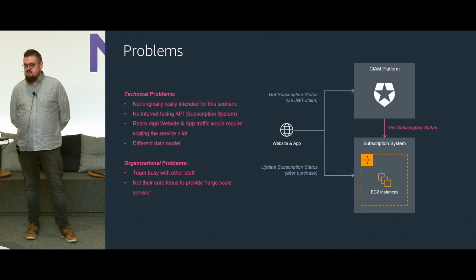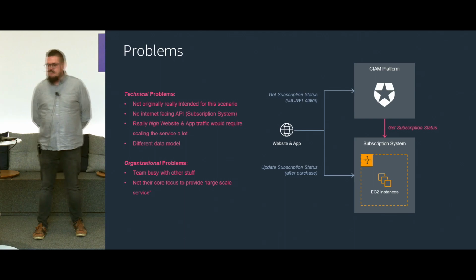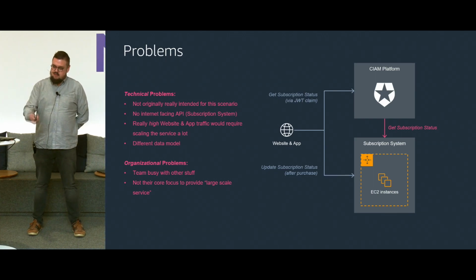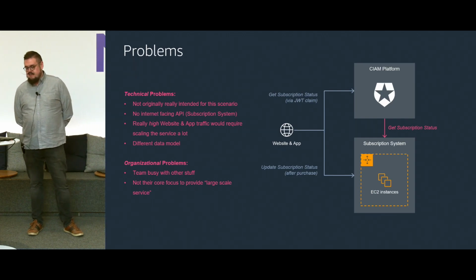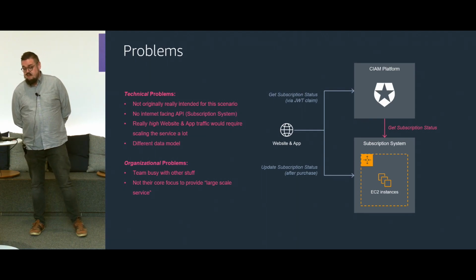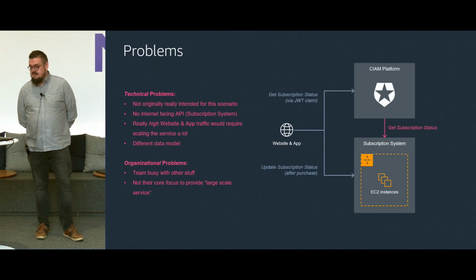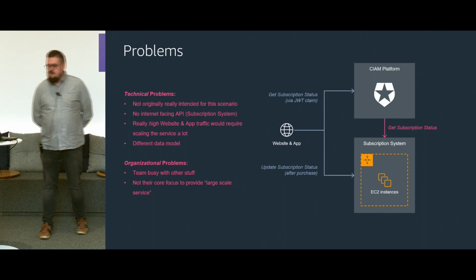So the subscription system wasn't originally made for exactly this kind of a scenario, and there was no internet-facing API to be provided for the authentication platform, and also this website and application here were basically our biggest site, having something like 3 million visitors per week. So the traffic amount was quite high, and it would require a lot of scaling effort for the subscription system. And there were different data models and things like that. And of course, there were some other organizational problems, that the team building the subscription system was busy with other stuff, etc., etc. So we needed to think about something else.